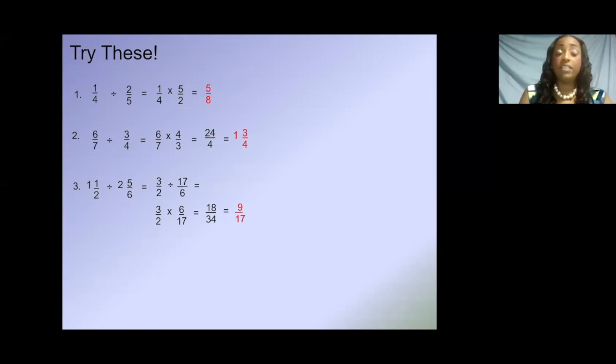Secondly, we have 6/7 divided by 3/4. Again, you want to apply the rules of dividing fractions. You want to keep the first part of the fraction. You want to change the division sign to multiplication. Then you want to find the reciprocal of the second part of the fraction. Then you apply the rules of multiplying fractions. 6 × 4 = 24. And 7 × 3 = 21.